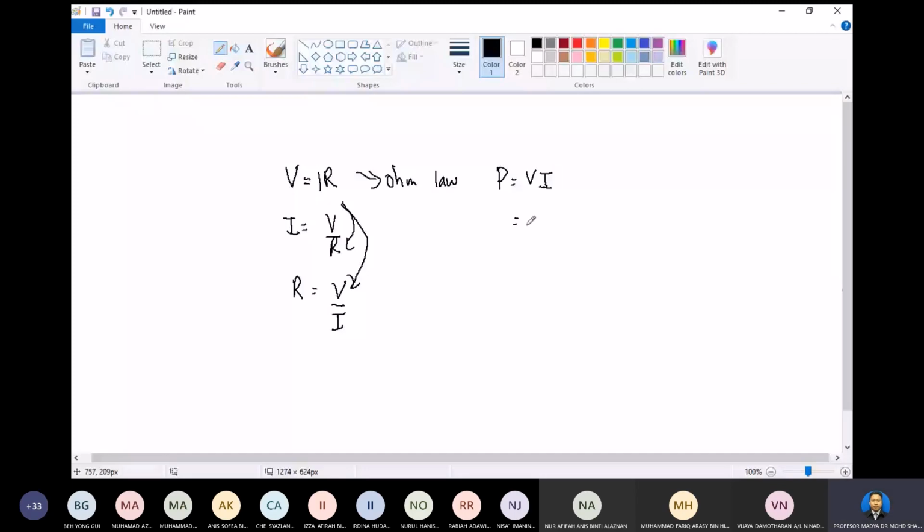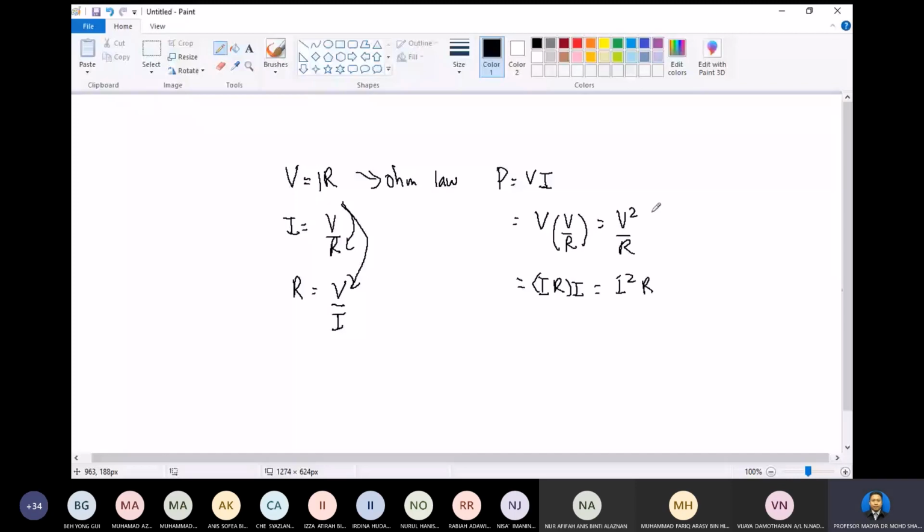Okay, V over R. Then power equals V power of 2 over R. Another way to calculate the power is to put it as I R divided by I, which equals I power of 2 multiplied by R. So this is the basics of calculating the power.